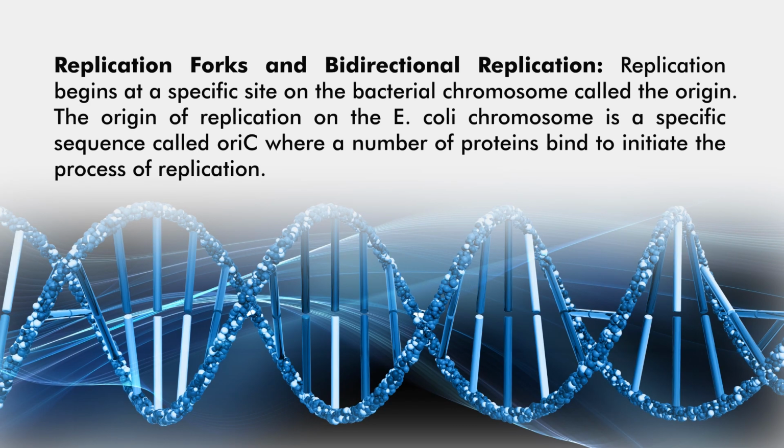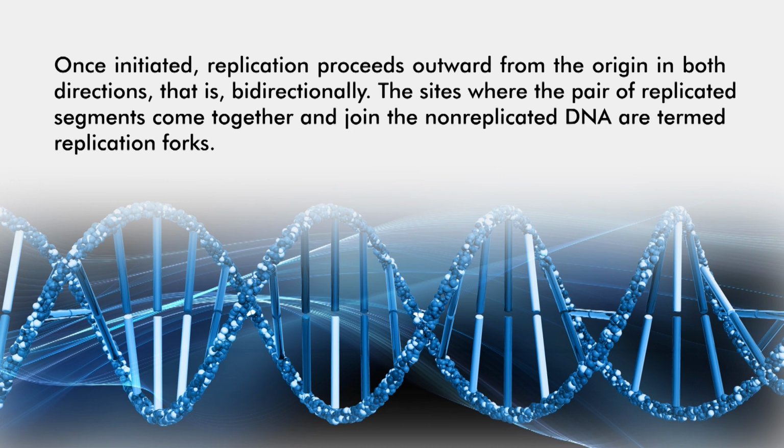Now, next is replication forks and bidirectional replication. Replication begins at a specific site on the bacterial chromosome called the origin. The origin of replication on the E. coli chromosome is a specific sequence called oriC, where a number of proteins bind to initiate the process of replication. Once initiated, replication proceeds outward from the origin in both directions, that is bidirectionally.